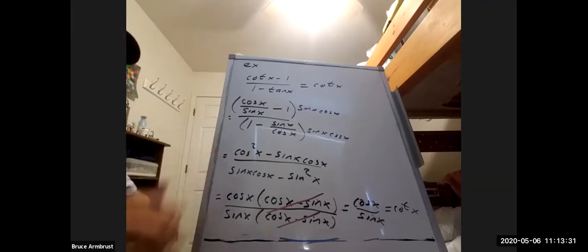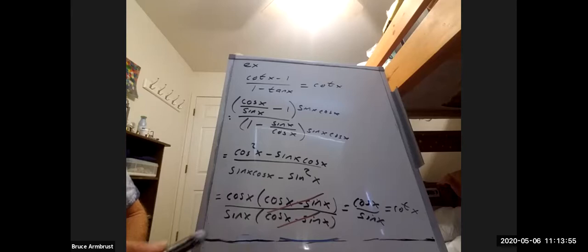So victory, we just showed that cotangent of x minus 1 divided by 1 minus tangent of x is actually just cotangent. So in the future, if you're ever presented with cotangent minus 1 over 1 minus tangent, go ahead and change it to cotangent. Yeah, I know. You're probably never going to run into that again, or remember it, actually. But we know for sure that it does simplify this way.